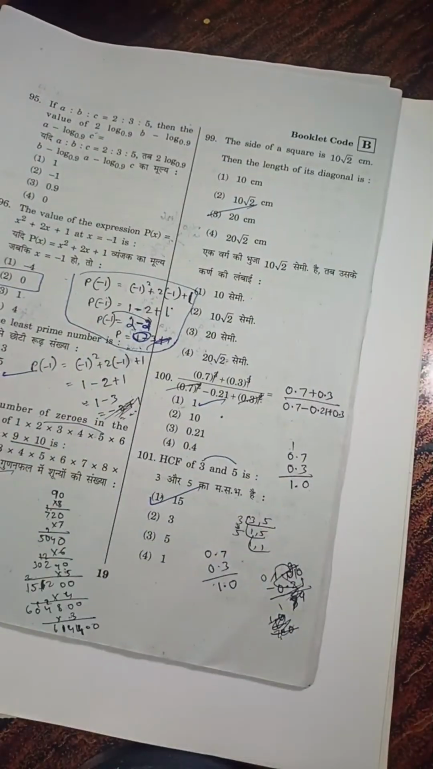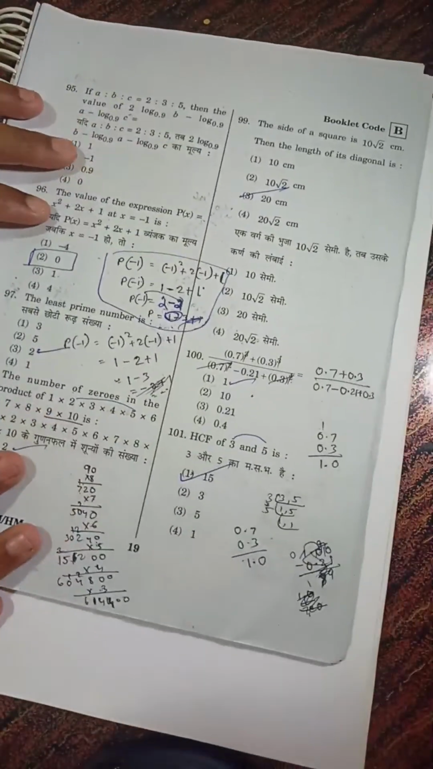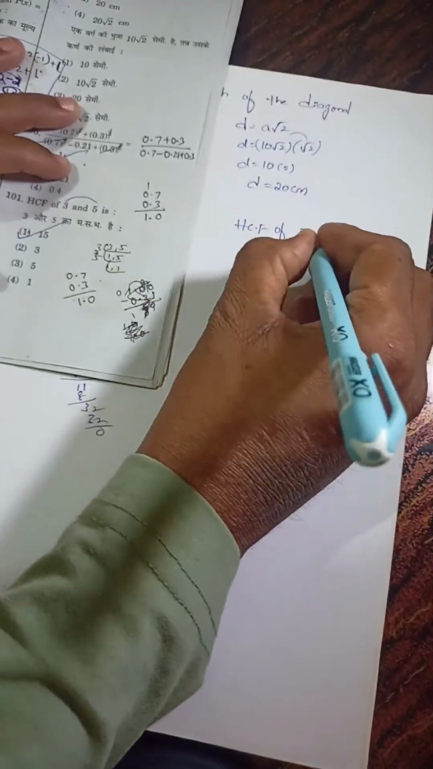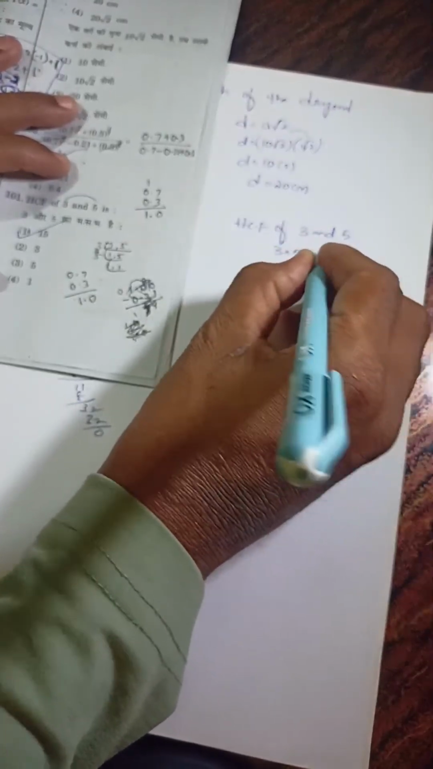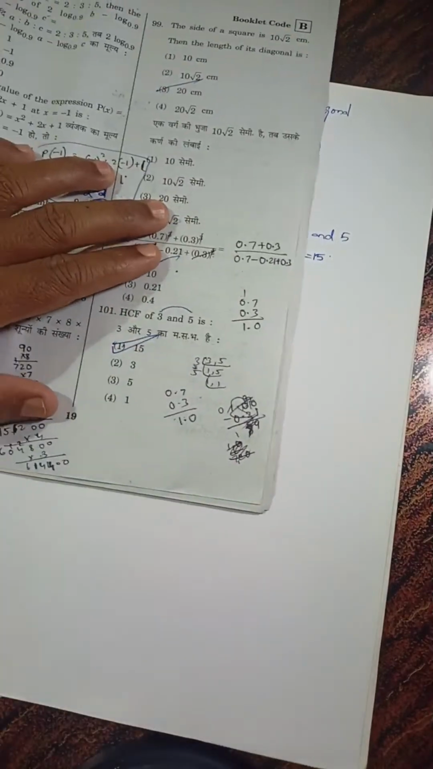So what is the correct answer? The answer is option C, 20. Now see the next question. This is a very simple question. HCF of 3 and 5 is, so the highest common factor of 3 and 5, just multiply 3 into 5, we are going to get the answer 15. So 15 is the correct answer.